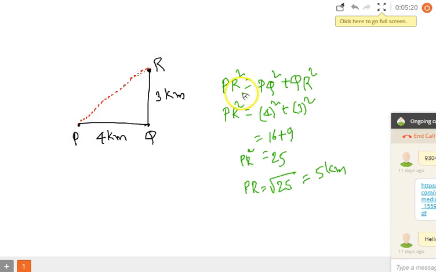For this, you need to do the graph and this Pythagoras theorem. You have to mention as per Pythagoras theorem, then you have to write all the things. Clear? Now see the second question.